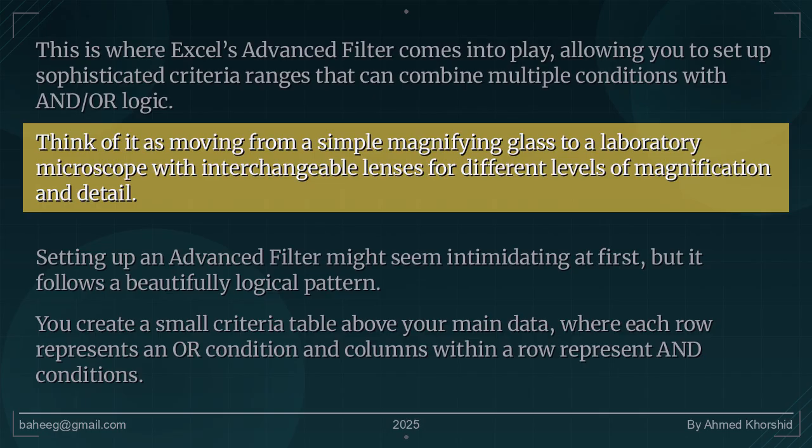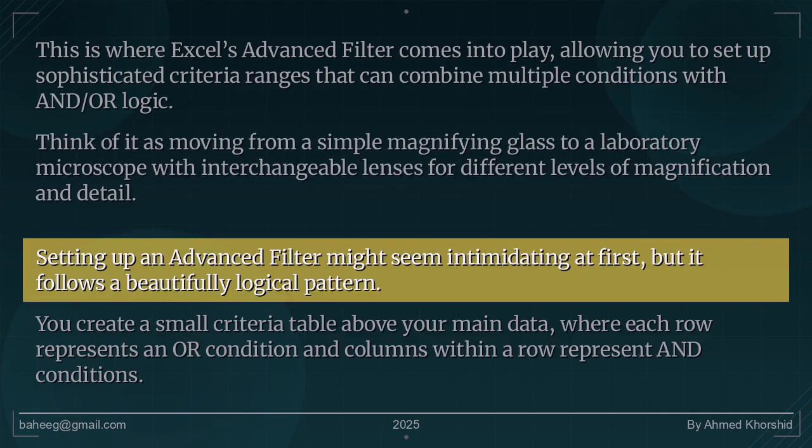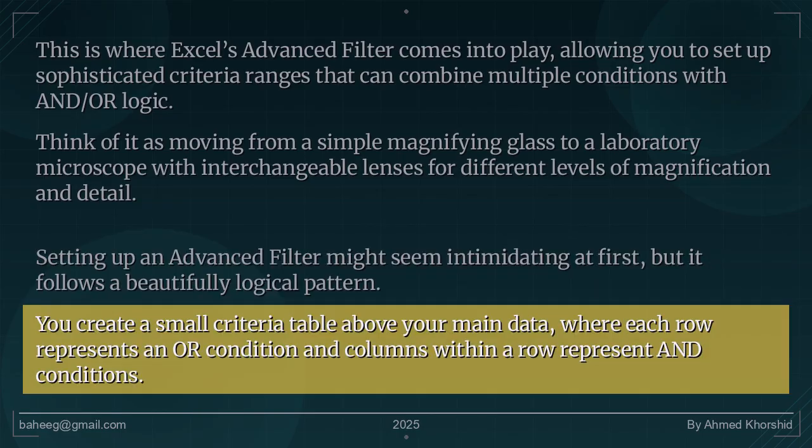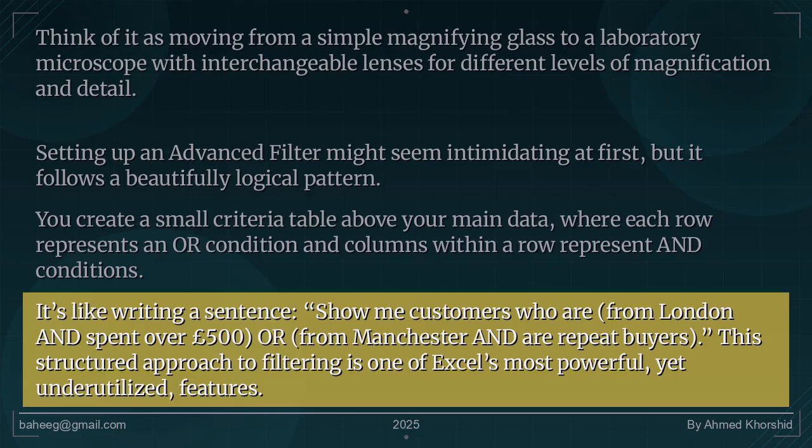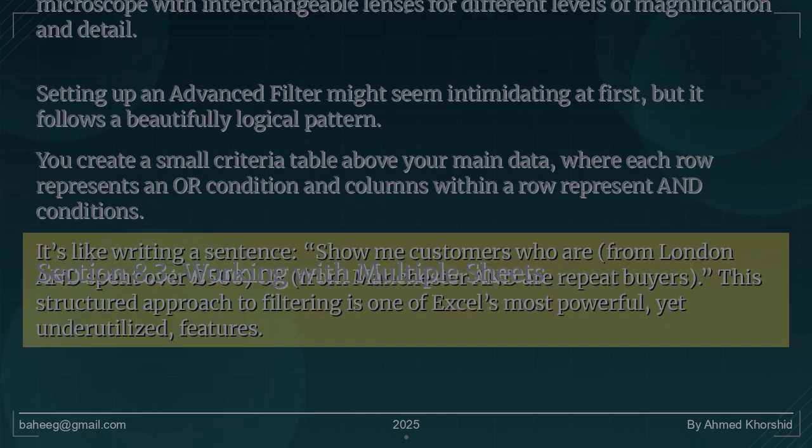of magnification and detail. Setting up an advanced filter might seem intimidating at first, but it follows a beautifully logical pattern. You create a small criteria table above your main data, where each row represents an OR condition and columns within a row represent AND conditions. It's like writing a sentence: show me customers who are from London and spent over £500, OR, from Manchester and are repeat buyers. This structured approach to filtering is one of Excel's most powerful, yet underutilized, features.